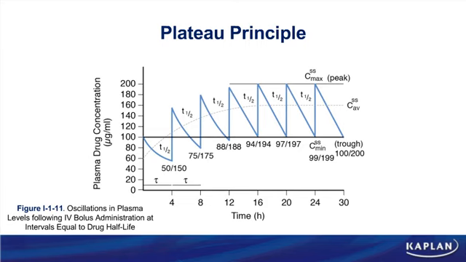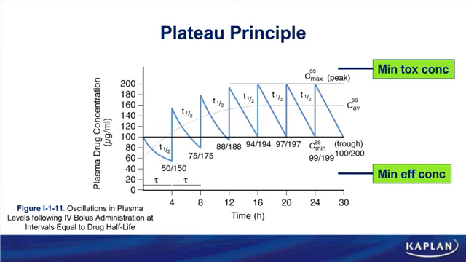In fact, if I were to give this drug by constant IV infusion, that's what that would look like. It would approximate that CSS average. But I'm dosing every 4 hours, so I have peaks and troughs. I've also added to this graph, at the very top, a minimum toxic concentration, and down at the bottom, a minimum effective concentration.